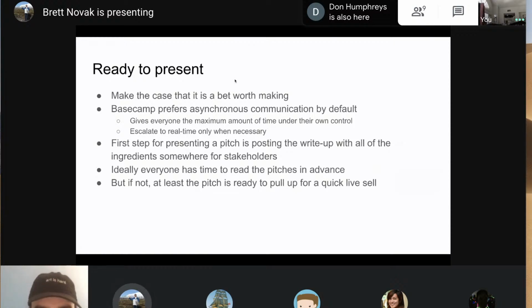Basecamp prefers asynchronous communication by default, so that's what I was saying a little bit earlier. They make an actual post. They don't have a meeting for this. It gives everyone the maximum amount of time under their own control to do actual work. So they'll escalate only to real time when it's necessary. Their first step is to post this write-up with all of the ingredients somewhere for the stakeholders.